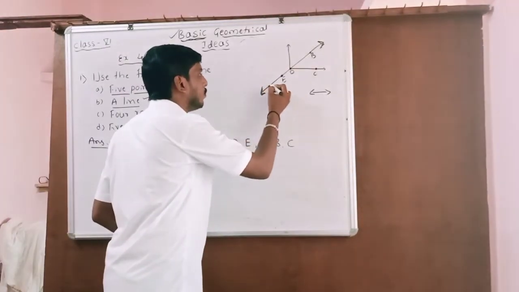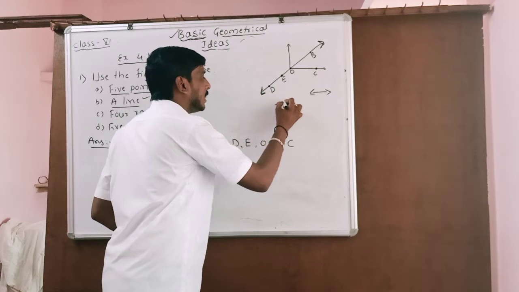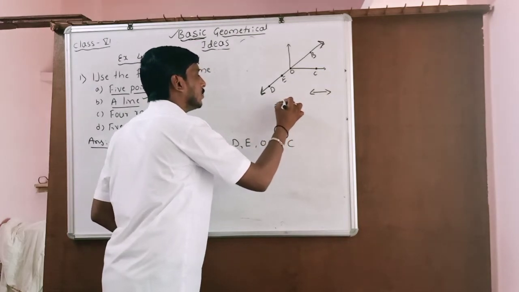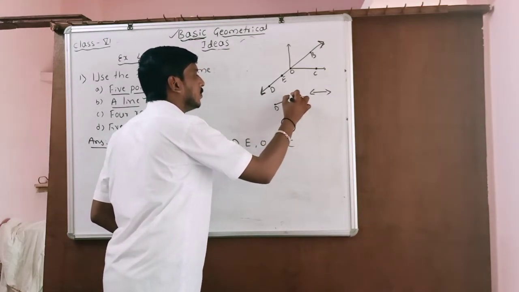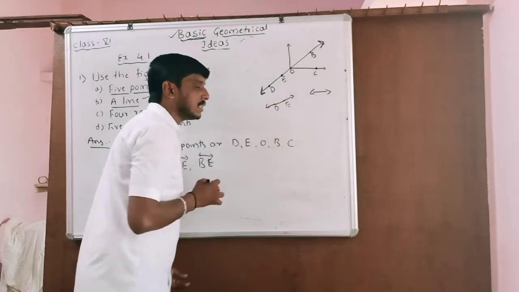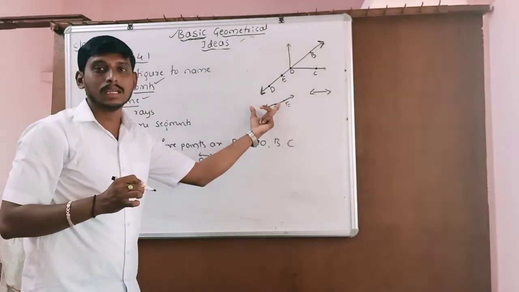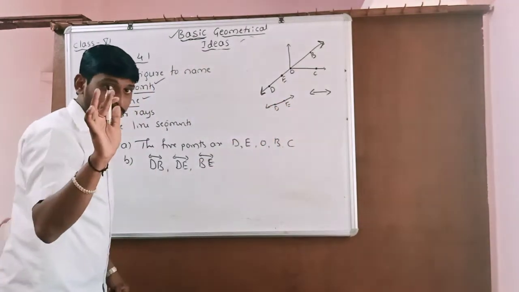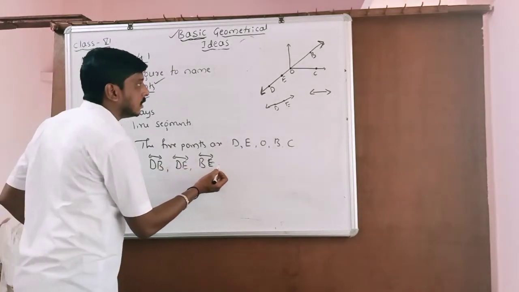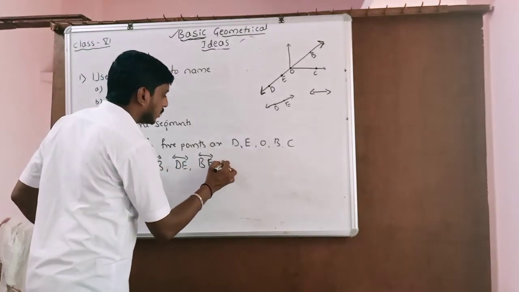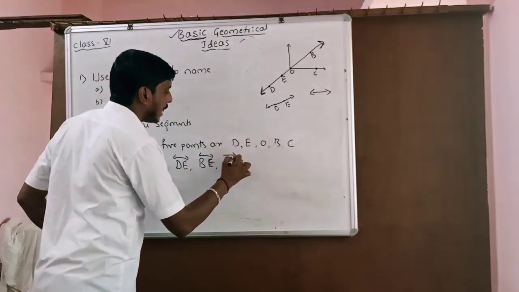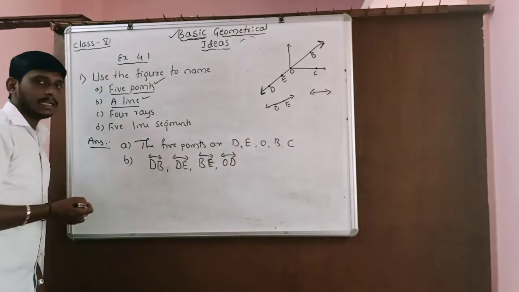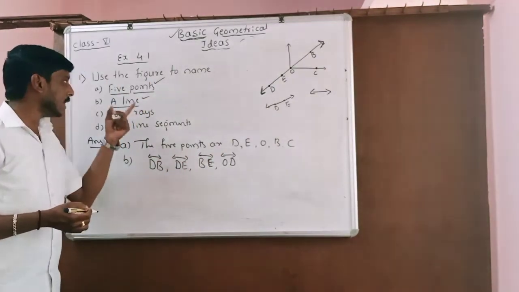Here, sir, two endpoints are there. If it is like that, it is a line segment. But here observe, here also extended, here also extended, so we consider it as a line, not a line segment. So that's why don't confuse. BE is also a line and OD is also a line. So they asked only one, but here we have written four lines.